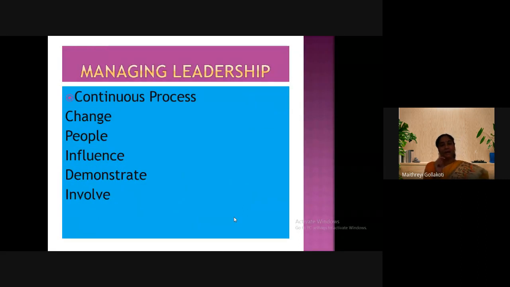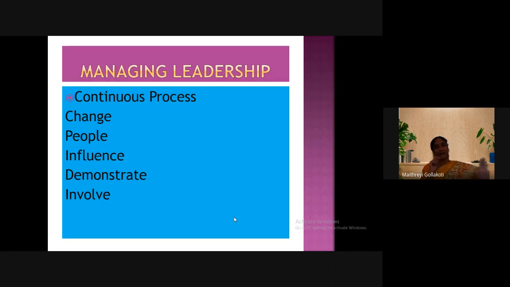Yeah. It is not enough if you have leadership skills. You should also be able to manage those skills, isn't it? Because leadership is an ongoing process. You don't be a leader one day and stop. No. If you are a leader, you should be a leader always, isn't it? So, how to sustain this leadership? Now, these are the methods.